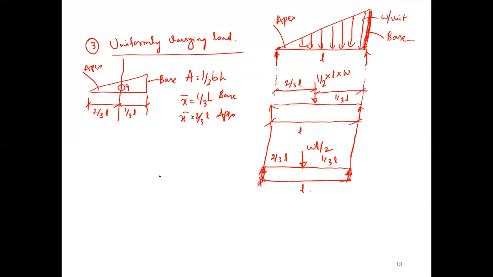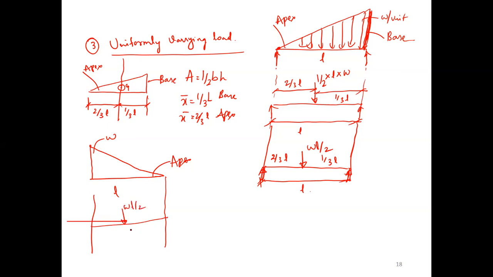See, instead I'll give like this. This is WL. Now this is apex. The point load will act somewhere here. WL by 2. What is this distance? 2/3 of L, and 1/3 of L. That's all. Any doubts? No, sir.